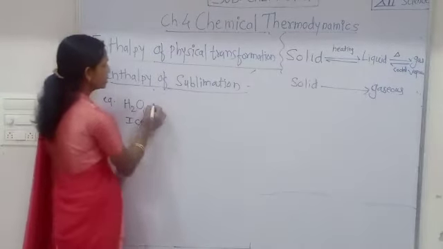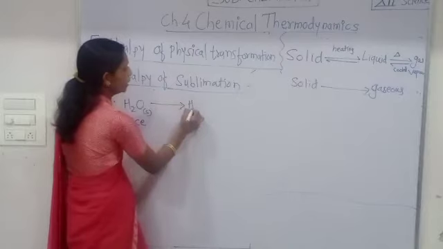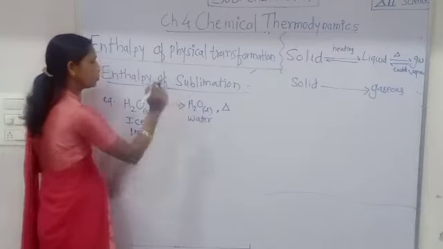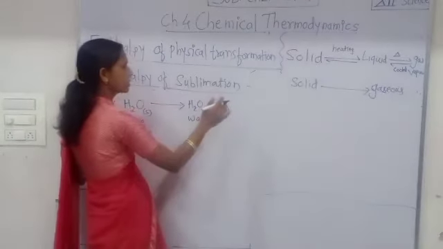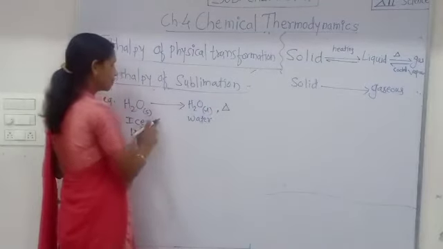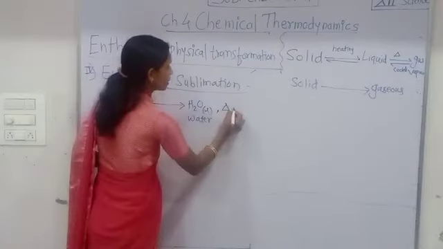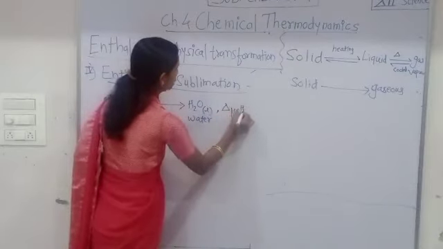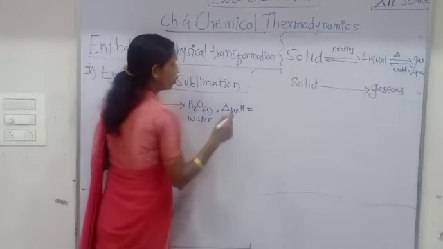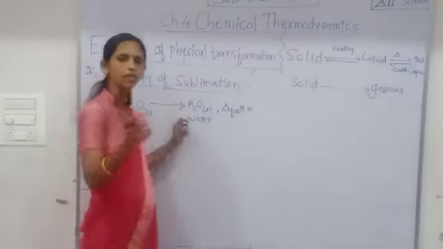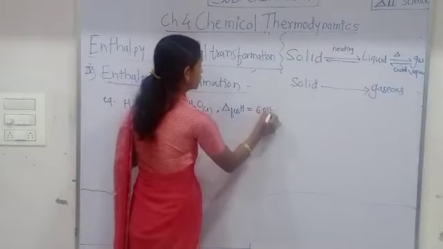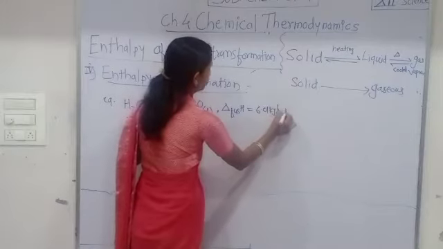Then ice is converted into liquid water. Here 1 mole of ice is converted into water at constant temperature and constant pressure, and that process is a fusion process, and the enthalpy which is related with this process is the enthalpy of fusion. All of you studied about that, and the enthalpy of fusion of ice is 6.01 kilojoule per mole.